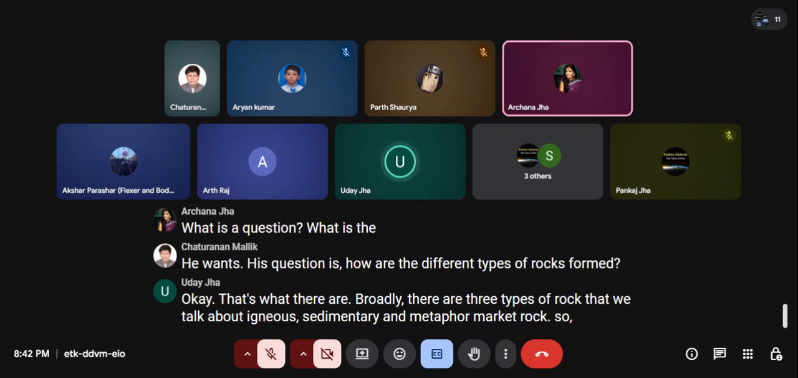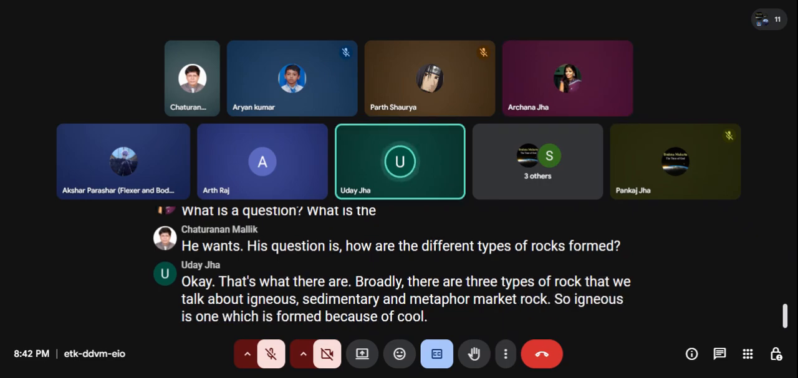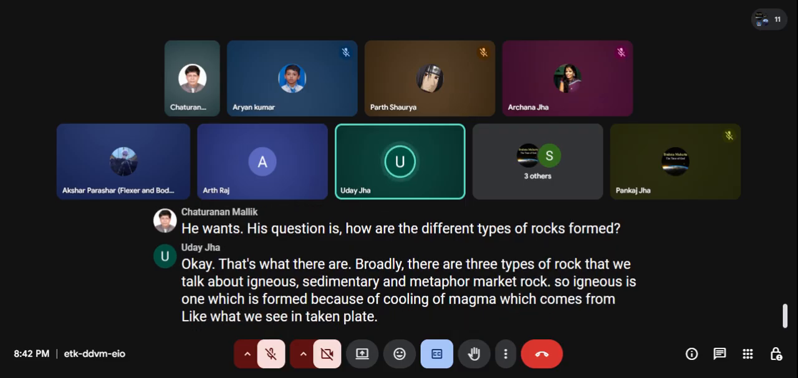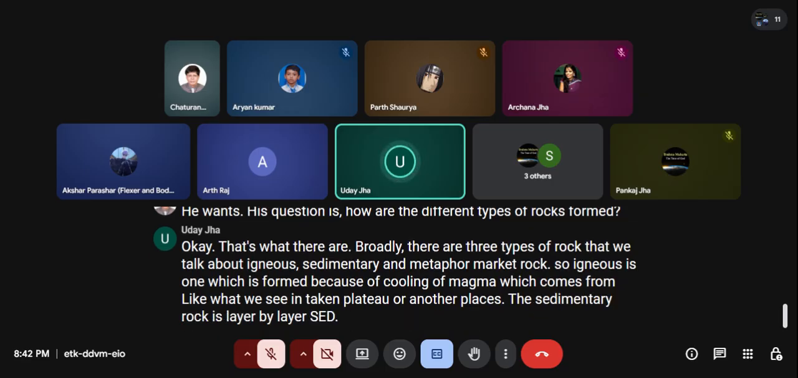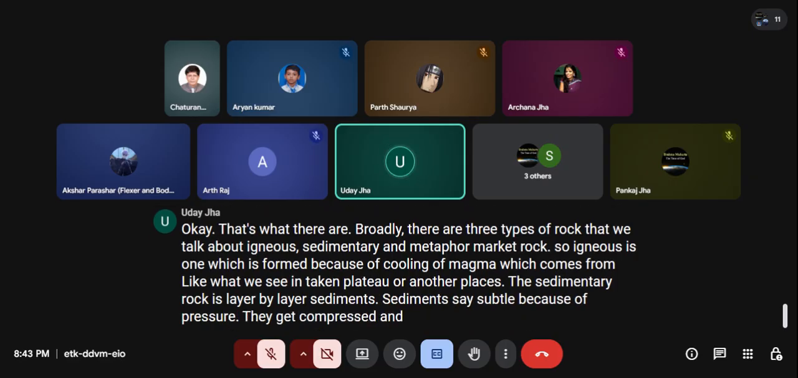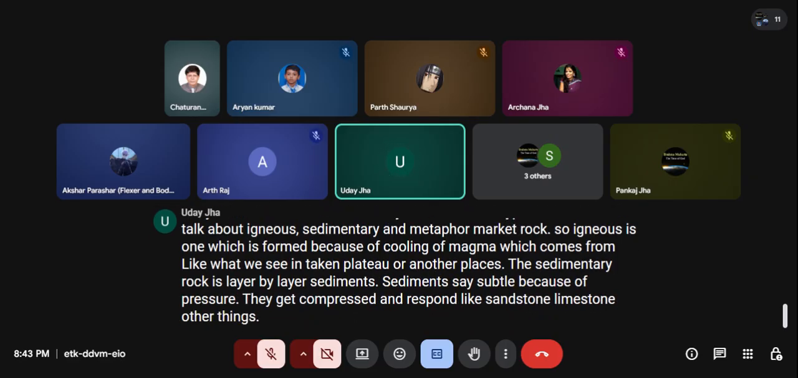Igneous is one which is formed because of cooling of magma, like what we see in Deccan Plateau or other places. The sedimentary rock is layer by layer sediments. Sediments settle, get compressed because of pressure, and it is formed like sandstone, limestone, other things. Himalaya has a lot of sedimentary rocks also.